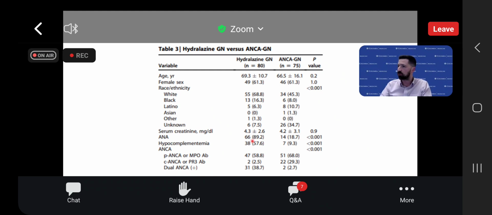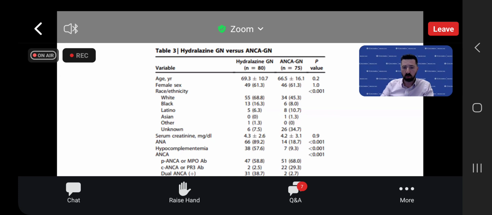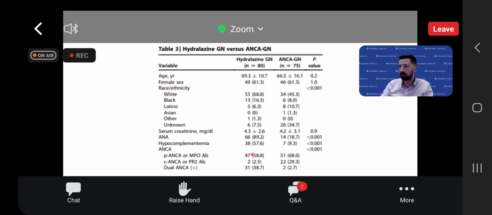What was unique, though, were some of the other serologies that were positive in these patients, which could often throw you off the trail in terms of what exactly you're dealing with, and certainly prompts, at least in part, the kidney biopsy. So these patients had a much higher rate of ANA seropositivity. They had a much higher rate of hypocomplementemia, and they were less likely to be pure PR3 ANCA positive. In fact, most of the patients were either MPO ANCA positive or dual ANCA positive. And the MPO ANCA positive patients often tended to have relatively higher titers of MPO ANCA positivity.